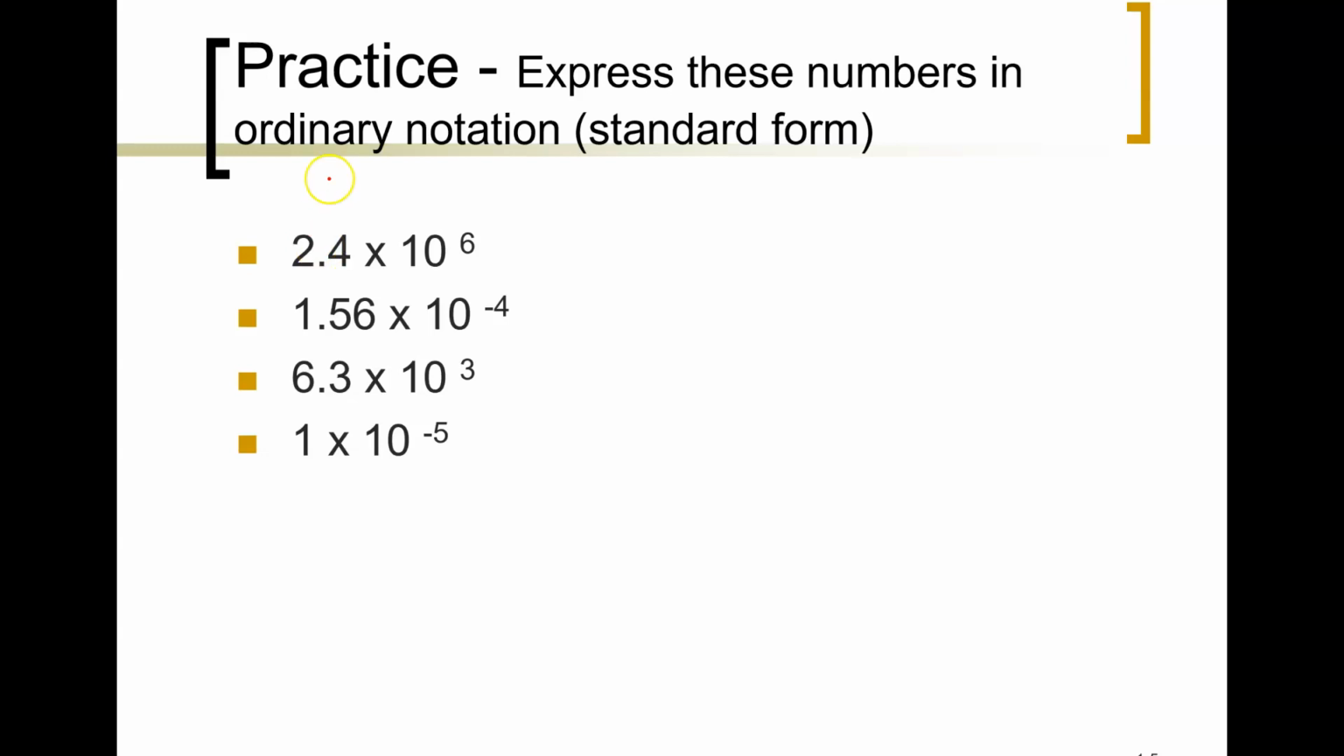So 2.4 times 10 to the 6, that means the decimal should be 6 places to the right. One of those places is used up with the 4, so it's 2, 4, 0, 0. All right, we've gone 1, 2, 3, 0, 0, 0, 4, 5, 6, and lands here.